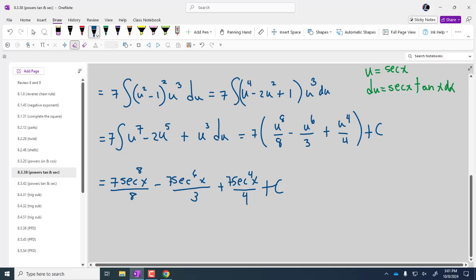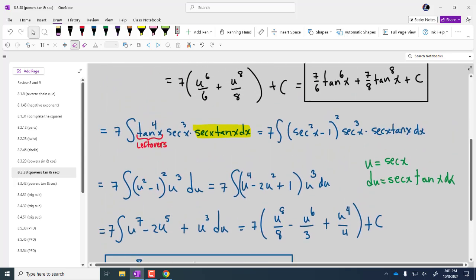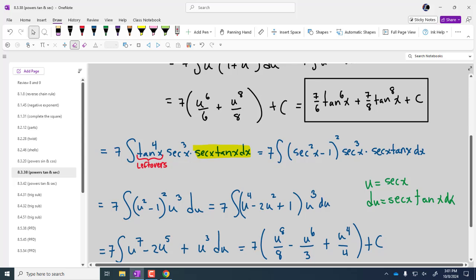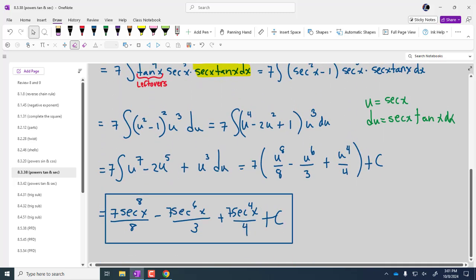So if you were to graph these two, they look different, obviously. One has tangents, one has secants. If you were to graph both of them, you would see that they just differ by a constant. They would be parallel. And so they're equivalent. If you wanted to, you could convert one to the other with the Pythagorean identity. You can turn your tan squares into secant squared minus 1, boil it all out, and get that one. Just if you're bored. But you'll have both answers on your key. Both of them are fine.